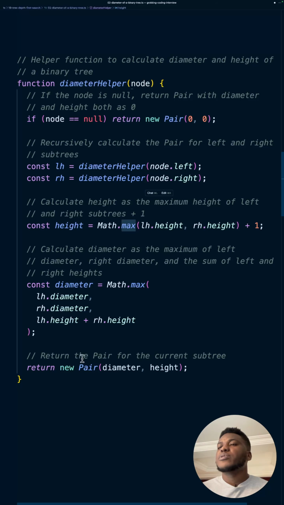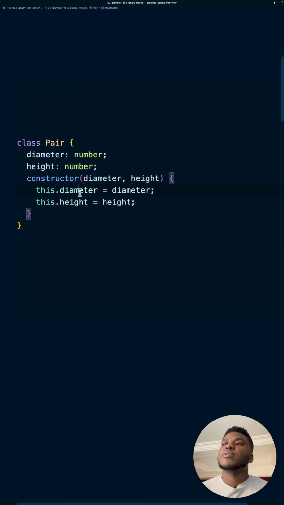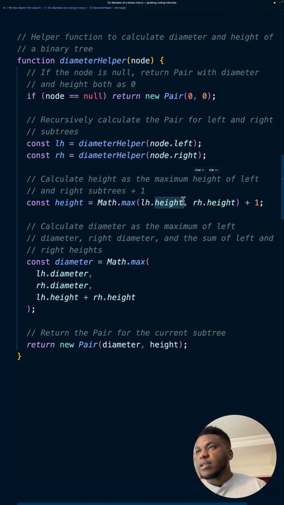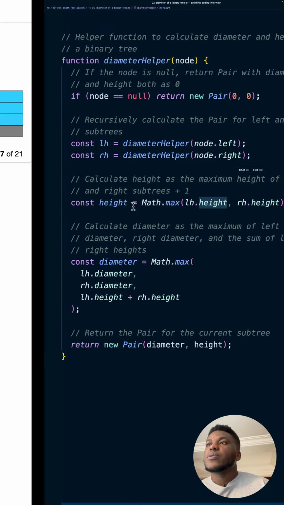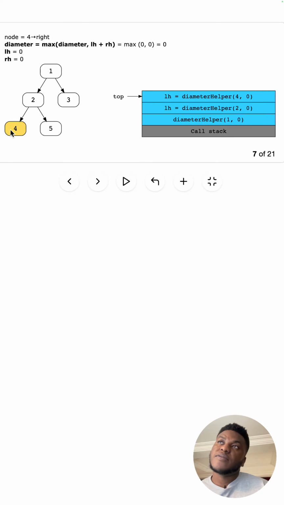Remember that we're returning a pair. This is the definition of that. It's basically just an object with a diameter and height property. So we can check the heights: what's taller between the left and the right? Whichever is taller, add 1 to represent that root node. In this case, left is 0, right is 0. For a subtree consisting of 4 as the root, the left height is 0, the right height is 0, and it's the only thing in there, so add 1 for it.